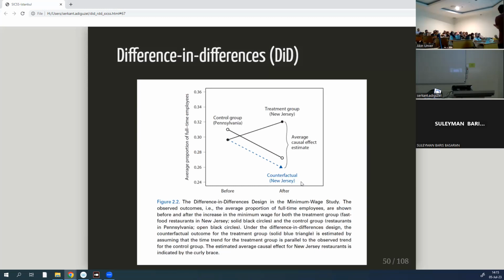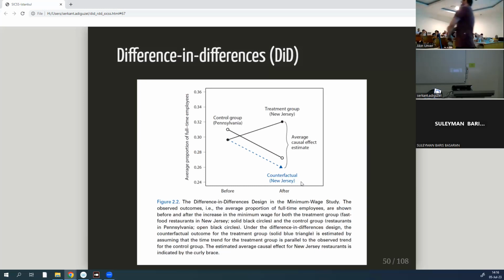By looking at Pennsylvania, we compute this. Things like employment would decline in New Jersey if there were no minimum wage increase. So this Pennsylvania control allows us to infer the time trend. Essentially, we are again just subtracting, but Pennsylvania will allow us that time component.